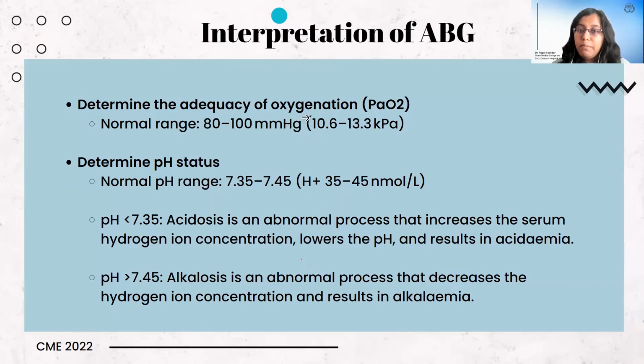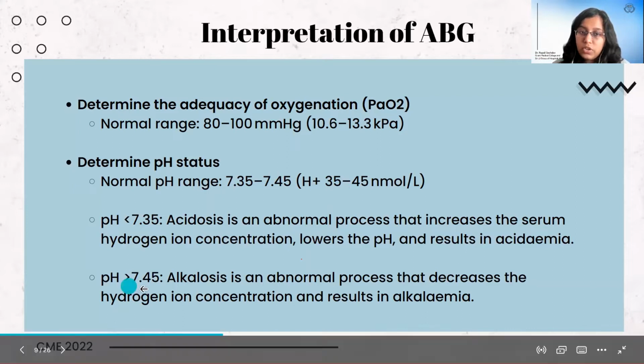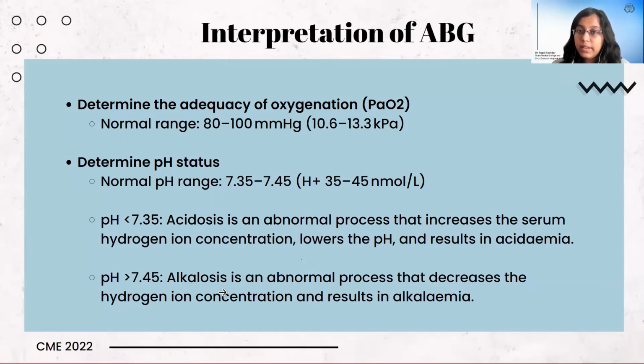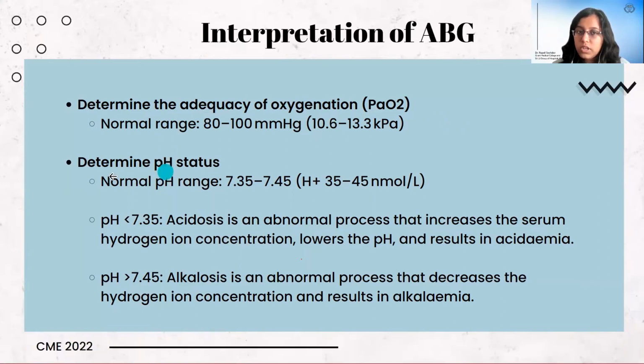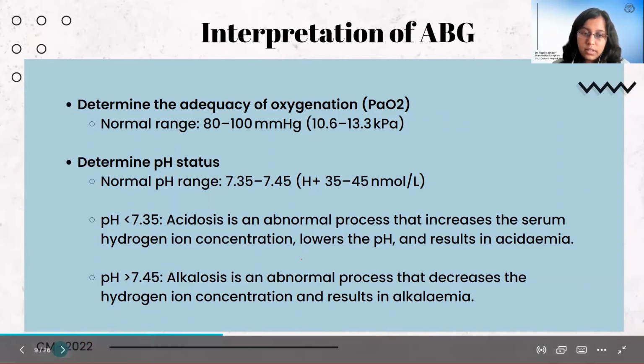Whereas when you look at bases, your bases and alkalis are your CO, your carbonates. So if you have pH above 7.45, that means you have alkalosis. There is less hydrogen ion in your body. That means you have either more base or you have less acid. Okay, so these are your first two steps. Check the oxygenation, check the pH status.